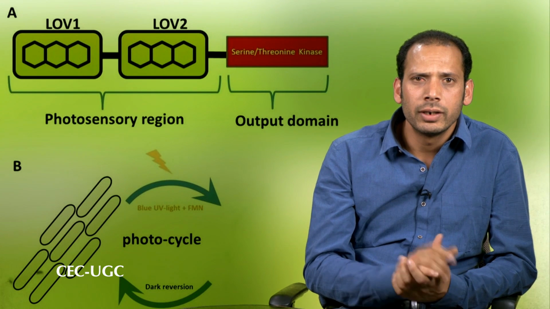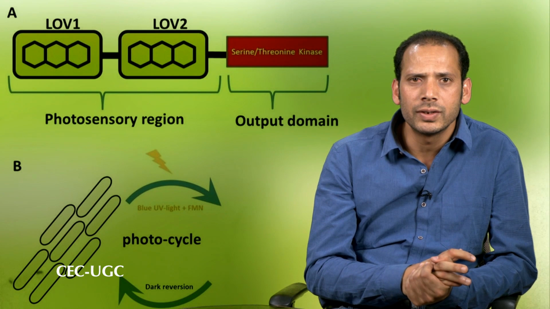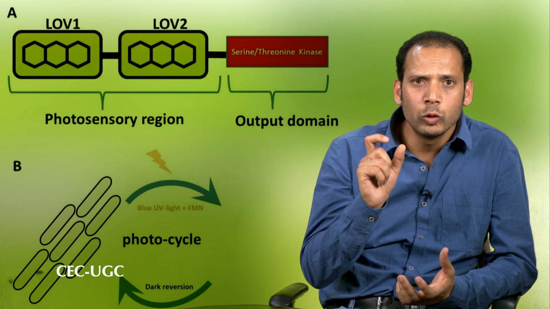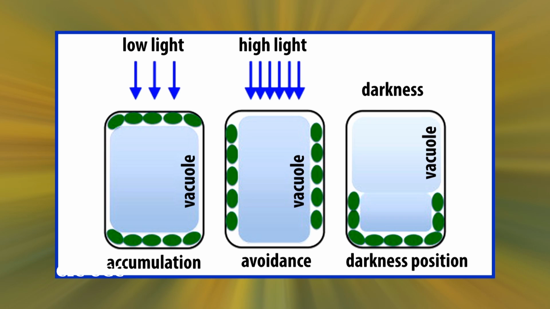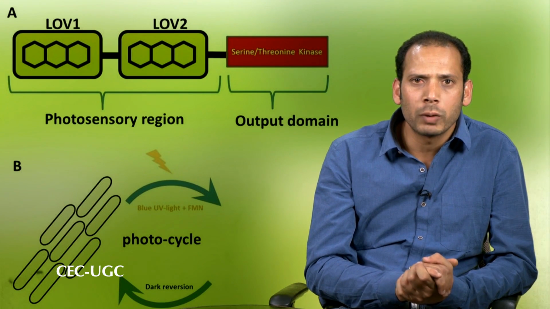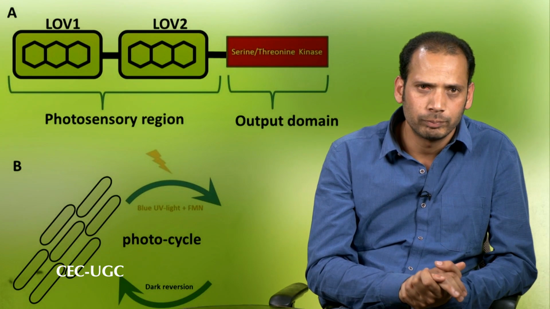Chloroplasts are distributed in low light in a manner that presumably maximizes light capture for photosynthesis. By contrast, they are redistributed in high light in a manner that minimizes light interception, presumably to reduce photodamage, called the avoidance response. As with phototropism, Phot1 and Phot2 exhibit partially overlapping functions for light-induced chloroplast migration. Two research groups have independently described the impaired chloroplast migration responses for Phot2 single mutants of Arabidopsis.